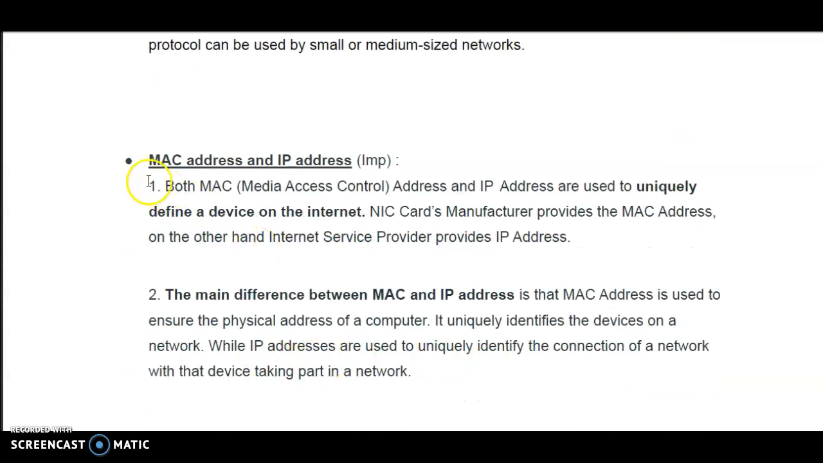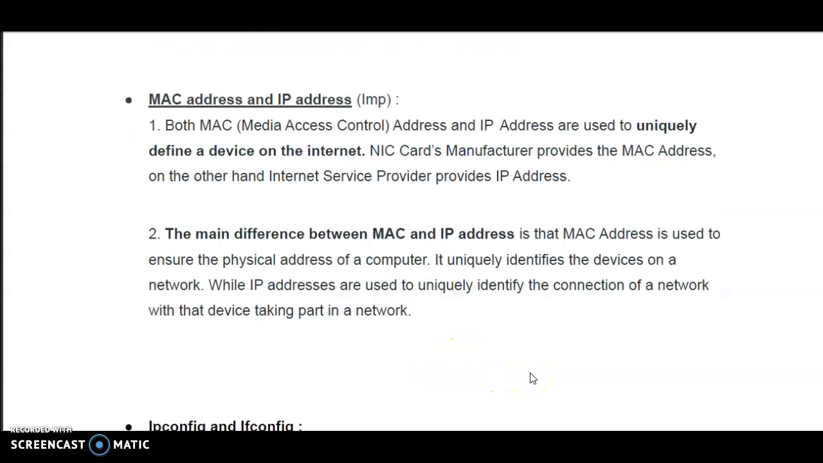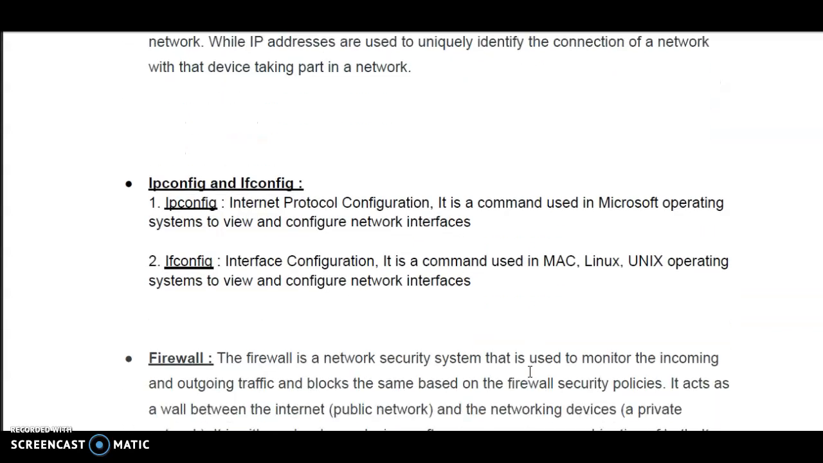The next thing is MAC address and IP address. MAC address means media access control, and IP address is internet protocol. The main difference is that the MAC address is used to ensure the physical address of a computer, and the IP address is used to uniquely identify the connection of one network with the device taking part in a network.